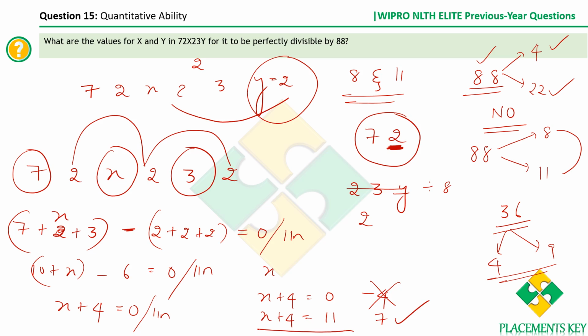Can x plus 4 be 22, the next multiple of 11? No. Because for it to be 22, x value should become what? 18, which is not possible. All these are single digit integers, right? Therefore, x value should be 7. Okay, so for answering this question, what is it? X is 7 and y is 2.